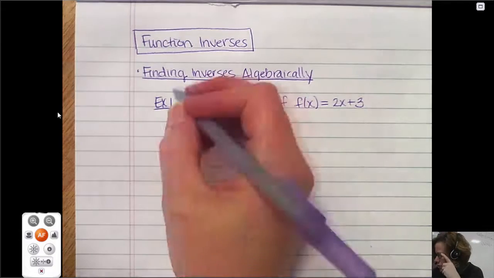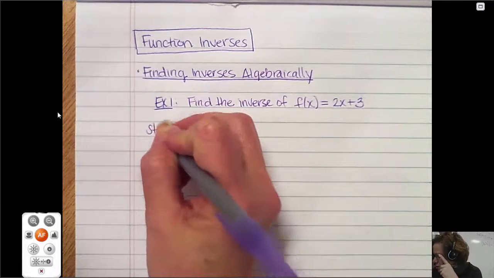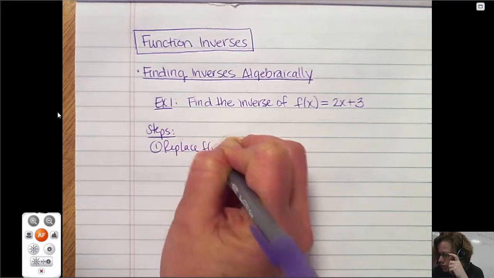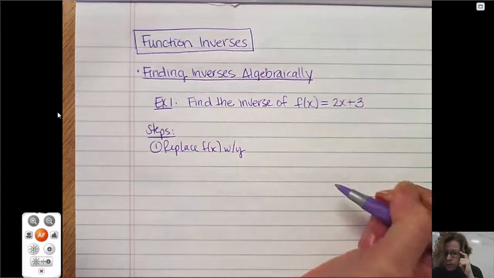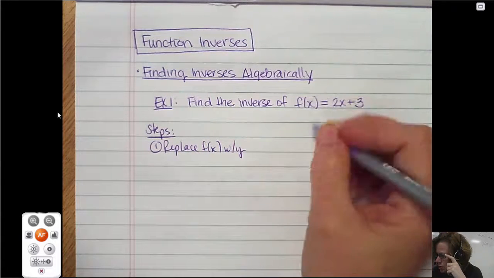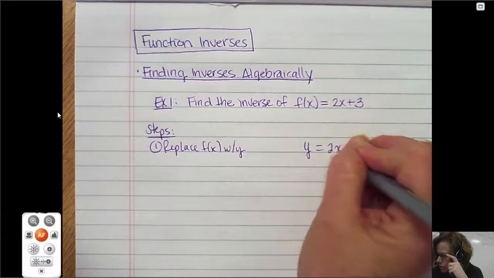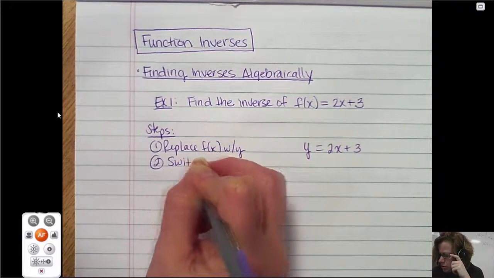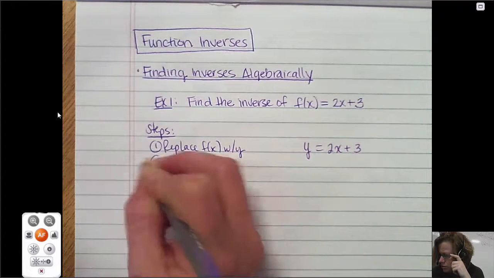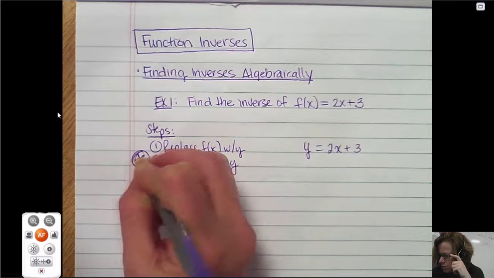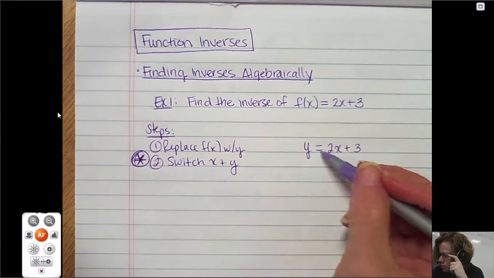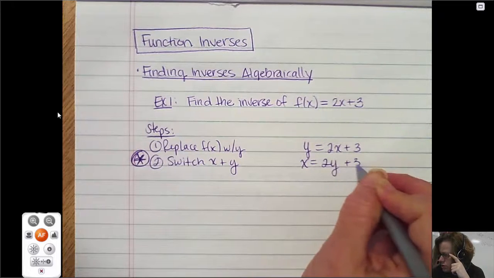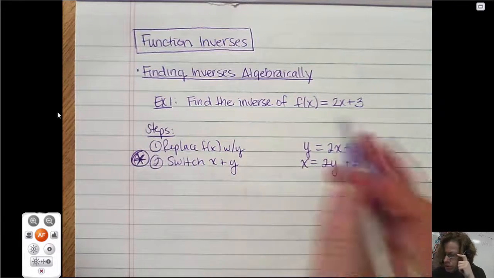So the first thing you need to do, if you want to think about these in steps, is to replace your f of x with y, just to make your math easier as we go. So I'm going to rewrite this f of x and call it y for a minute. So I have y equals 2x plus 3. For our second step, we switch x and y. And switching x and y is really the key step to finding an inverse. So where I see a y, I call it x, and where I see an x, I call it y. So now I have x equals 2y plus 3.